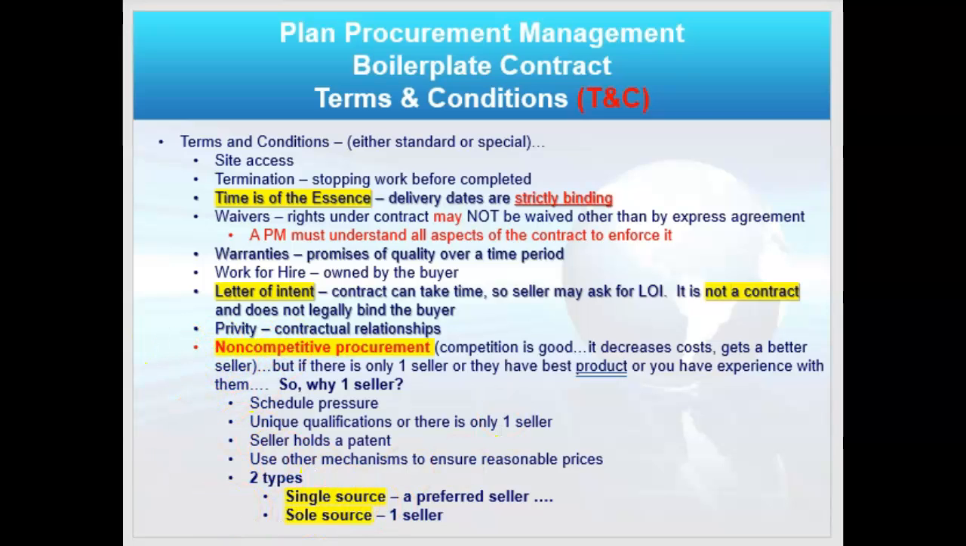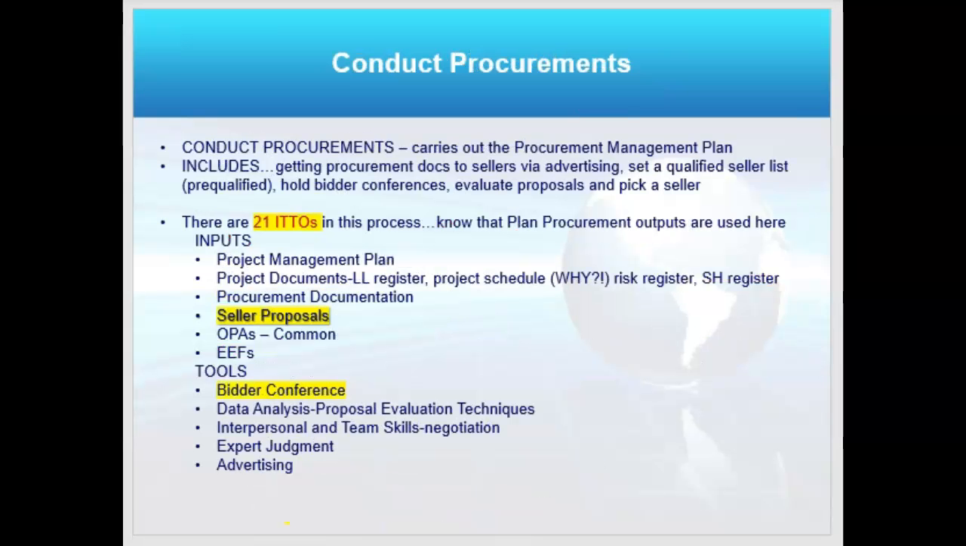There are also non-competitive procurements. A single source and sole source are popular. A single source is if you have a preferred seller. Sole source is if you have one seller. And know all of those terms and conditions. So next we're going to come back with conduct procurements. This is the second process in procurement management.